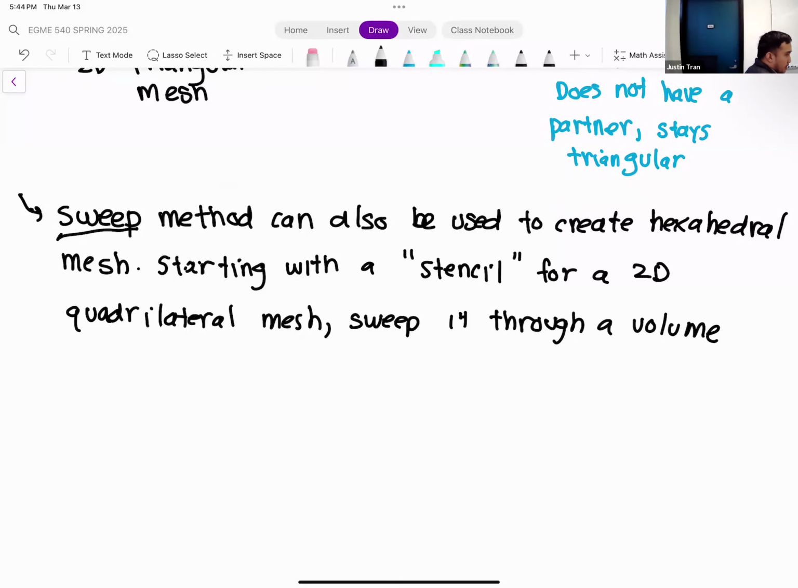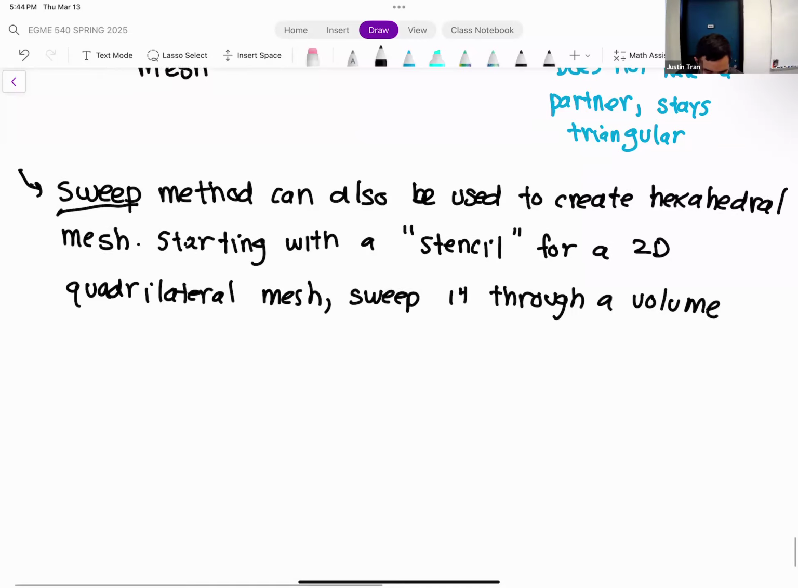Okay, so of course, this only works on very specific geometries. And honestly, for these geometries, the hex dominant method will probably perform just as well. So for most cases, I would say there's not really any reason to use a sweep method, unless for some reason the hex dominant method was not working. But you're going to see that this method here takes a bit more setup to do.